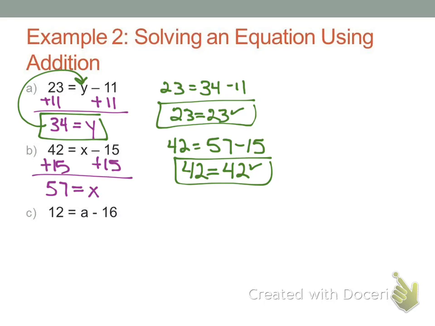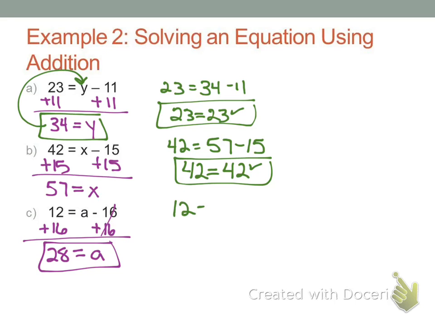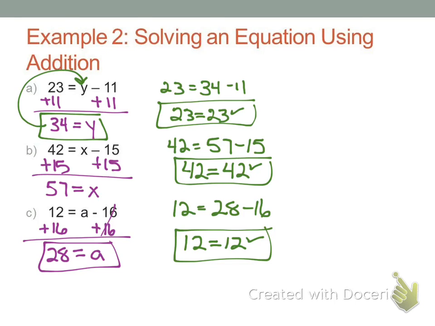All right, Hayden, how'd you solve C? Add 16, negative 16, cancels out, and add 16, 28. Perfect. All right, raise your hand if you got 28. Did you get 28? Awesome, guys. Good job. All right, and then I plug it back in to check, and 12 equals 28 minus 16. 12 equals 12, and it checks out.